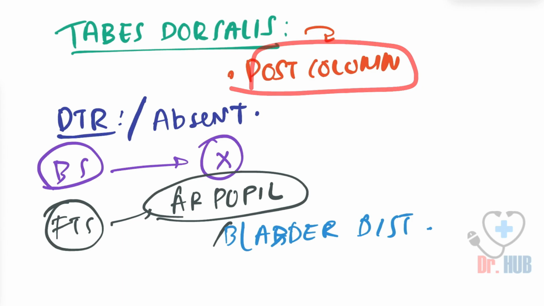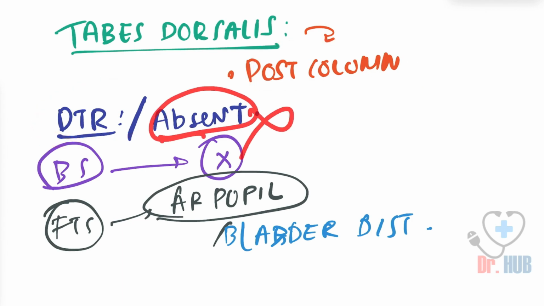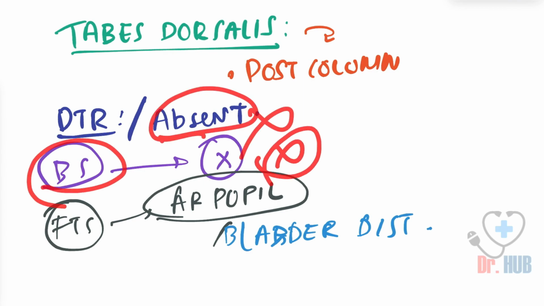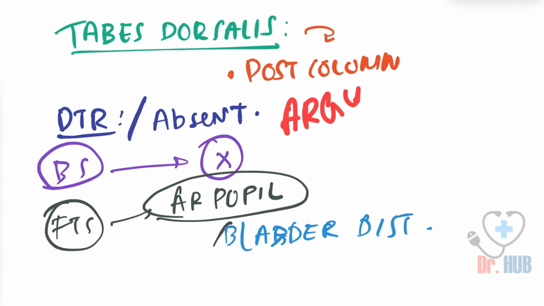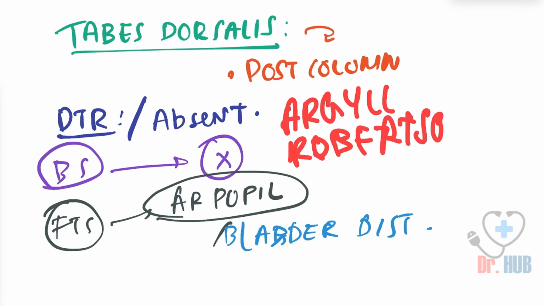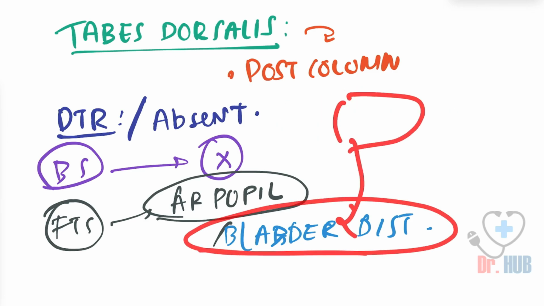Now just to recap, we saw the tabes dorsalis, and it involves the tract, the posterior column. So what about the DTR, deep tendon reflex? It is totally absent here, and the Babinski sign is also absent here. The features are AR pupil, which is the Argyll-Robertson pupil, which is present, as well as some bladder disturbance.